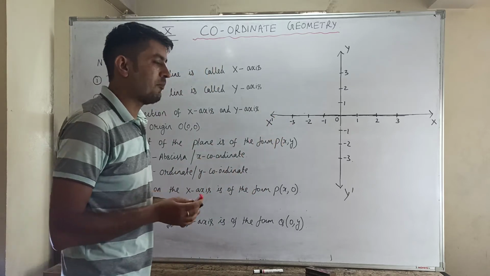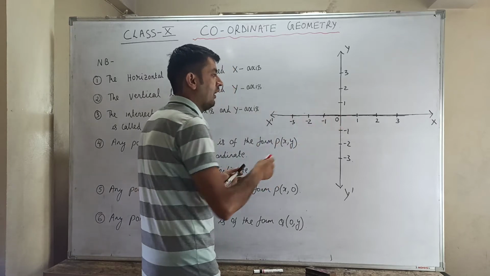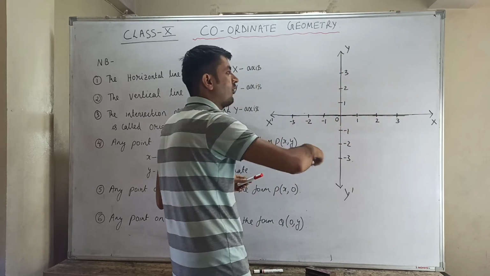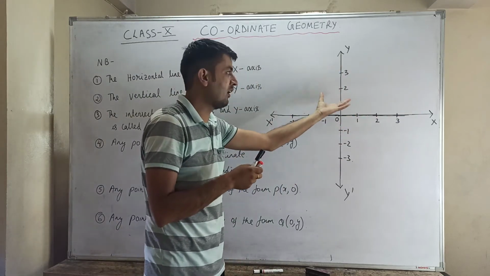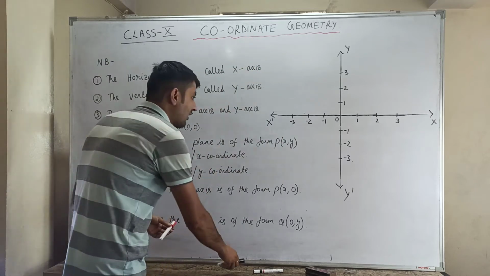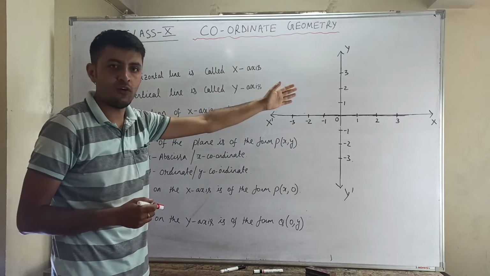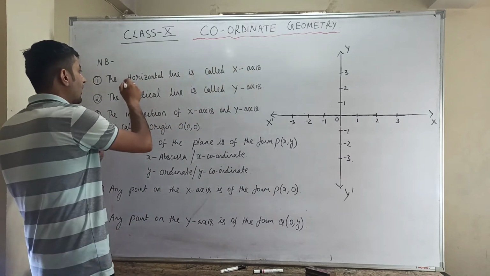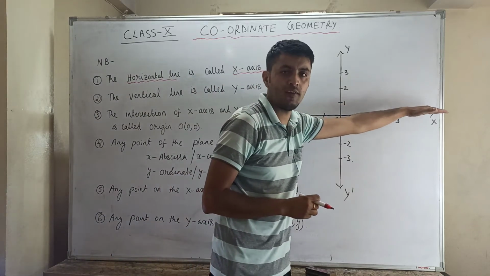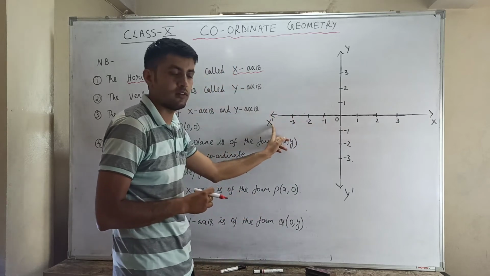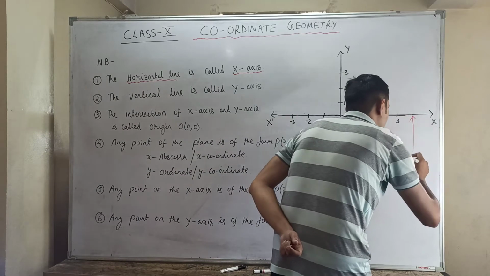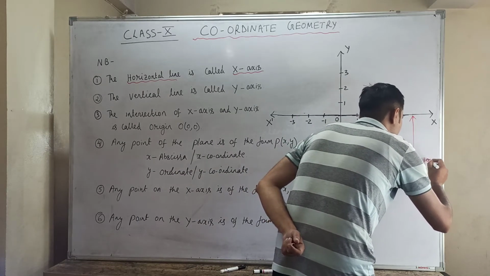So let us see. Suppose you take one number line this way and another number line this way. You place it this way, so you got a plane. This is called your coordinate plane. Let us come to the basic concept. The horizontal line is called the x-axis. This is called your x-axis, X dash. Okay? This is called your x-axis.